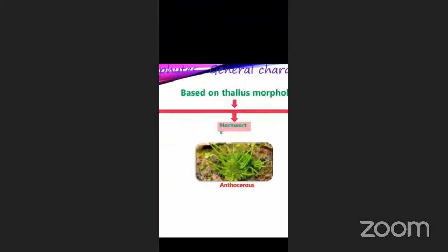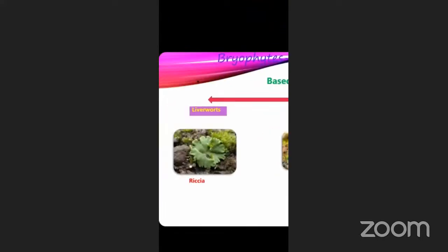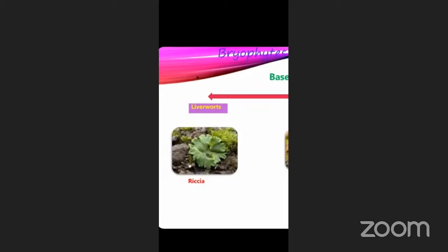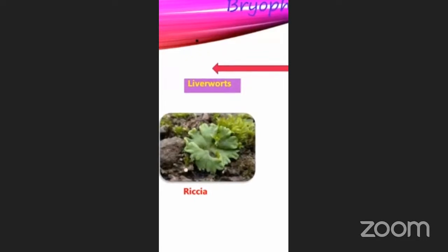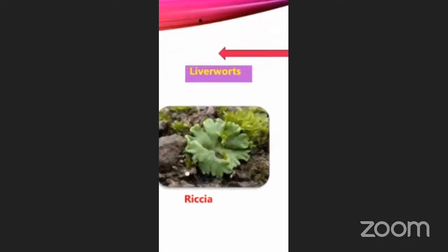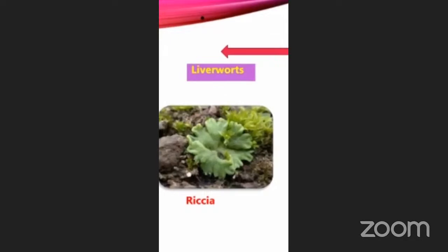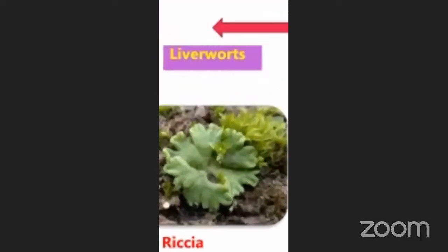See here, this one is the liverworts. Riccia, for example, Riccia, Marchantia, all are from the previous topic. Liverworts means nothing but Hepaticopsida. Riccia looks like a liver-like structure, the thallus. Yes, foliage-like, leafy-like structures are there. That one we call a liverwort.